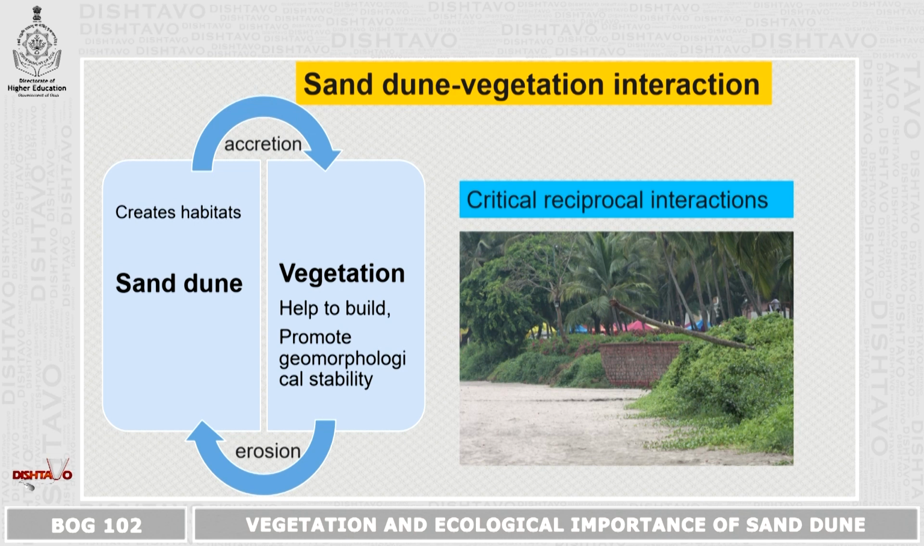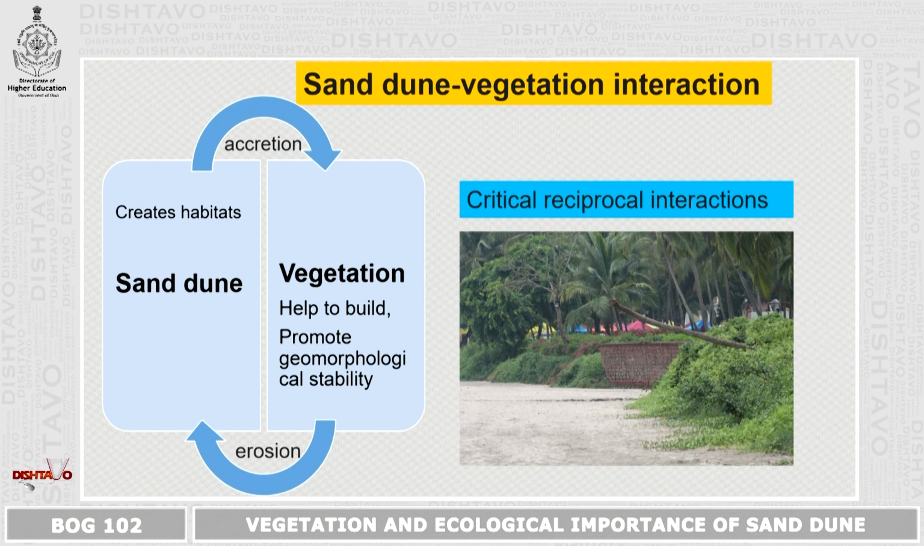So in the sand dune and vegetation, we see there is an interaction. How the sand dune and the vegetation interact with each other. Now the sand dune creates a habitat not only for vegetation but also for the fauna. As the sand is gathered by accretion, vegetation takes hold on the sand dune.